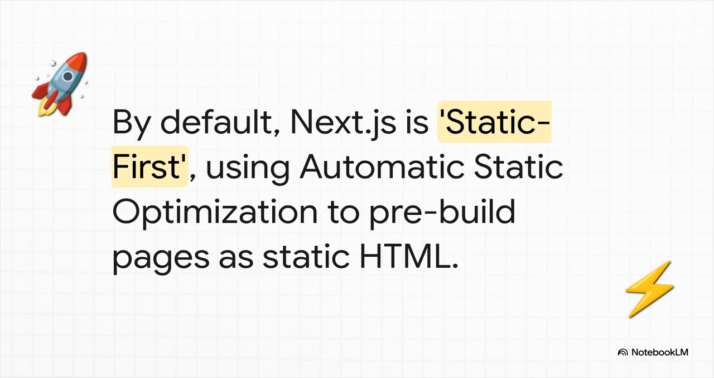By default, Next.js is absolutely obsessed with speed. Its whole philosophy is static first. It has this thing called automatic static optimization, and its one and only job is to pre-build as much of your website as it possibly can into plain old HTML files when you deploy. Why? Because you can then throw those files on a CDN all around the world, and for your users, that page load is going to feel instantaneous.